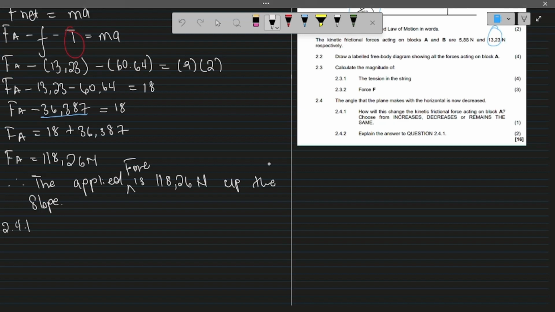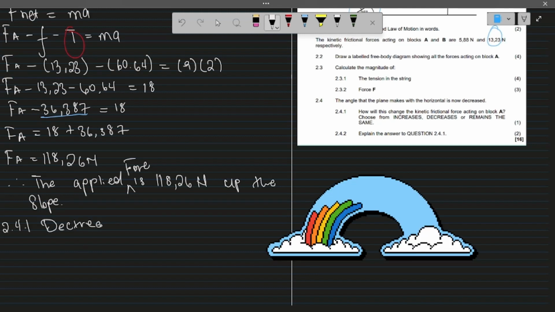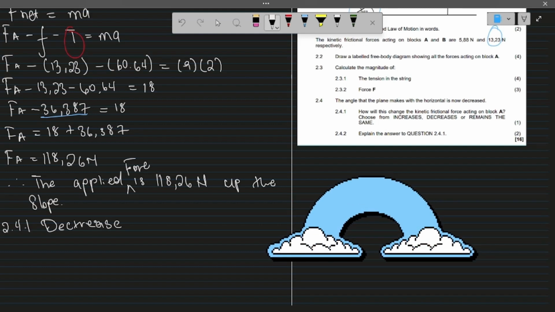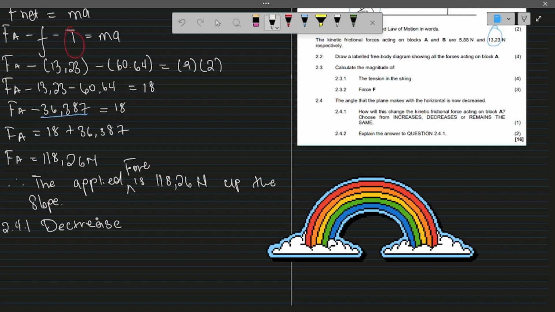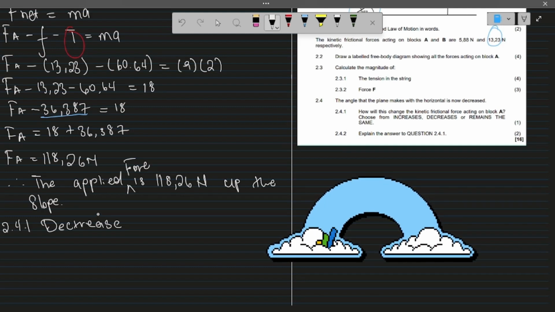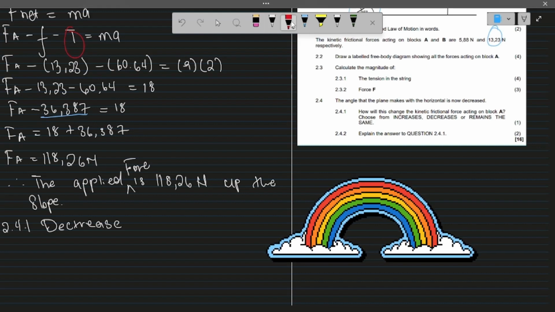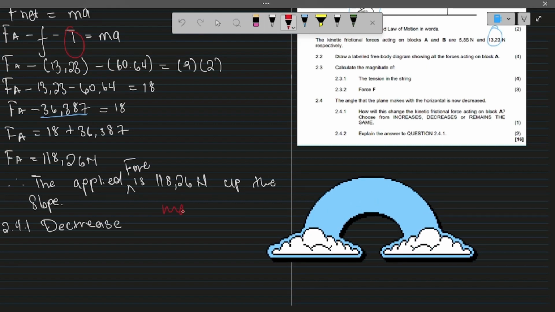So the frictional force now, since the angle is being decreased, is going to decrease, guys, right? Why am I saying it's going to decrease? Because when you decrease the angle of the plane, the FG parallel changes. You first multiply m and g, which is mass and gravitational acceleration, and then sine of the angle.